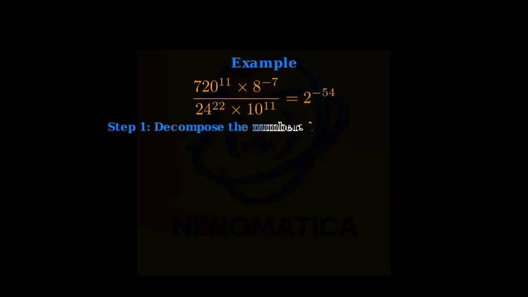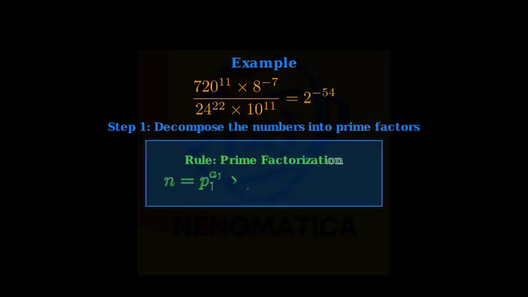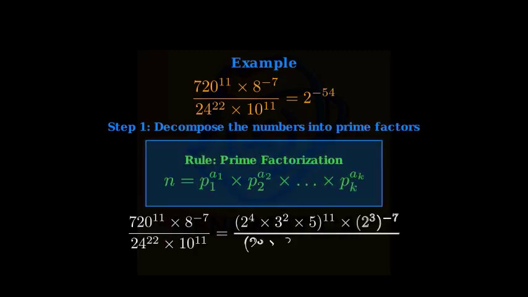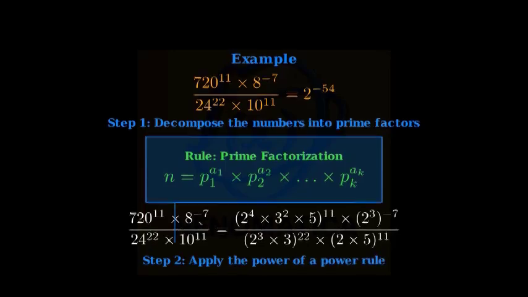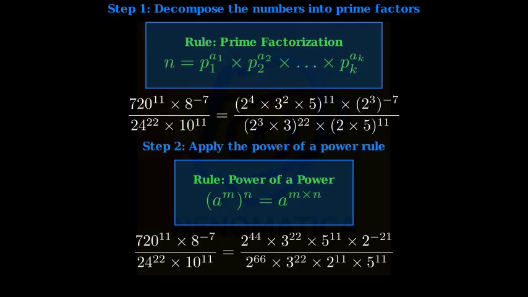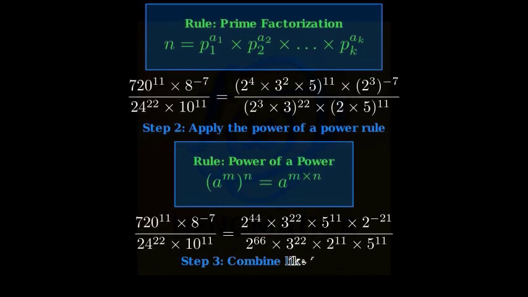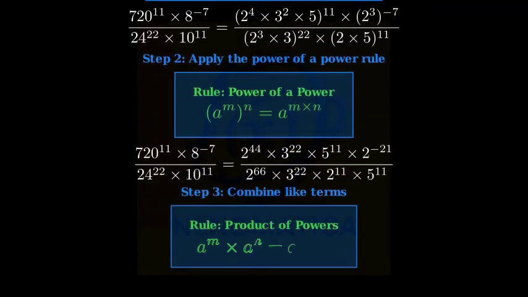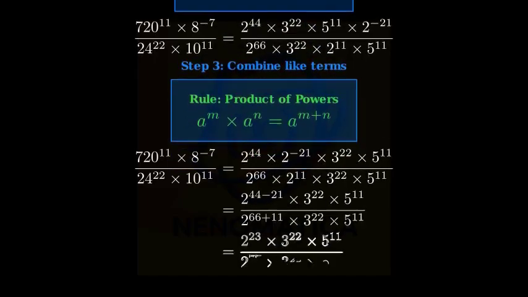To solve this problem, we'll first decompose the numbers into their prime factors. This will allow us to simplify the expression more effectively. Now, let's apply the power of a power rule. When we have an expression like a to the power of m raised to the power of n, this equals a raised to the power of m times n. Now let's combine like terms in the numerator and denominator. We can simplify by adding exponents for terms with the same base.